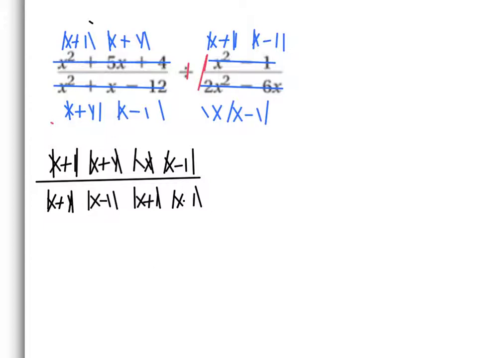Okay? So now, we can go ahead and cancel. X plus 1 cancels with an x plus 1. X plus 4 cancels with x plus 4. X minus 3 cancels with x minus 3. We are left with a 2x on top and an x minus 1 on the bottom.